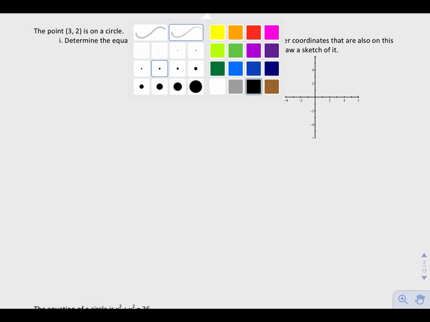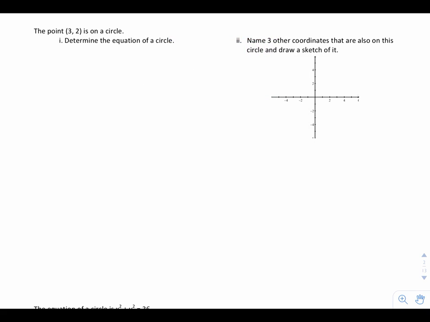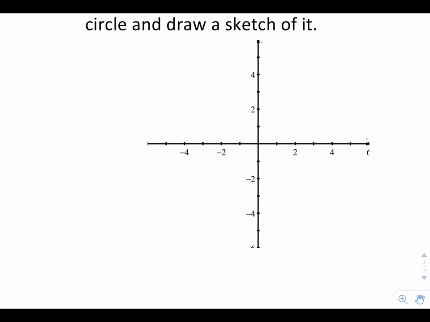Looking at now the equation of a circle, and we're going to try to determine the equation and as well sketch it and see what it looks like. So what we're given is that the point (3, 2) is on a circle. Now, we do have to make an assumption here, and that assumption is that my circle is centered at the origin. So right in the middle is the center of my circle.